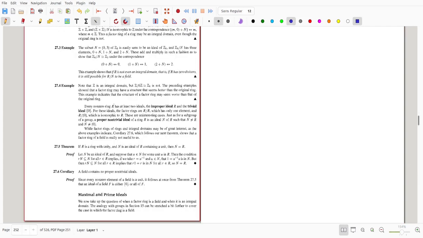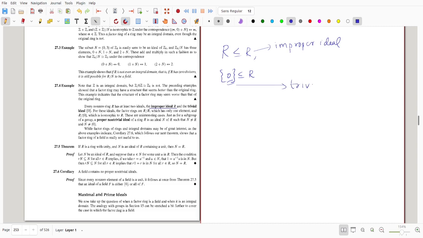Now you can see two interesting definitions. One is the improper ideal. For every ring R, R is always a subgroup of R itself. Therefore, this R has the property of an ideal. Then this R is called the improper ideal. Similarly, if you consider the singleton set {0}, this is always an additive subgroup of R. And if you multiply any element of this set with any element of R, that will give 0 itself. So that is also an ideal. This ideal is called the trivial ideal, like the trivial subgroup and improper subgroup.